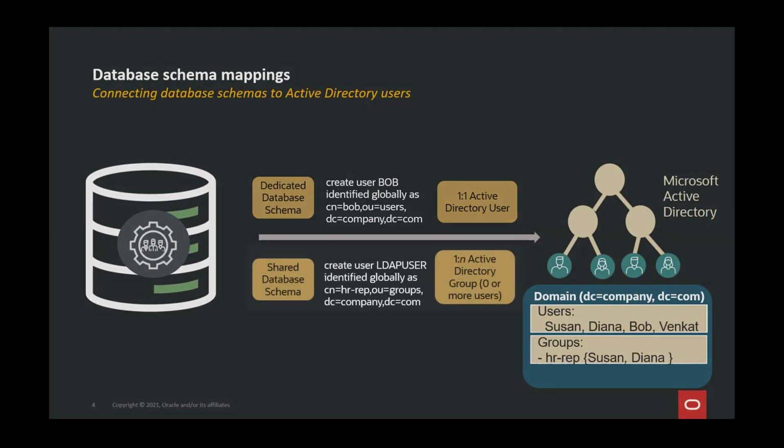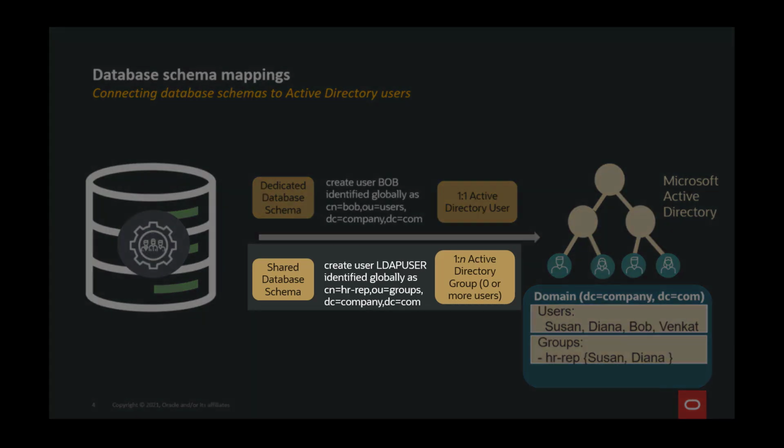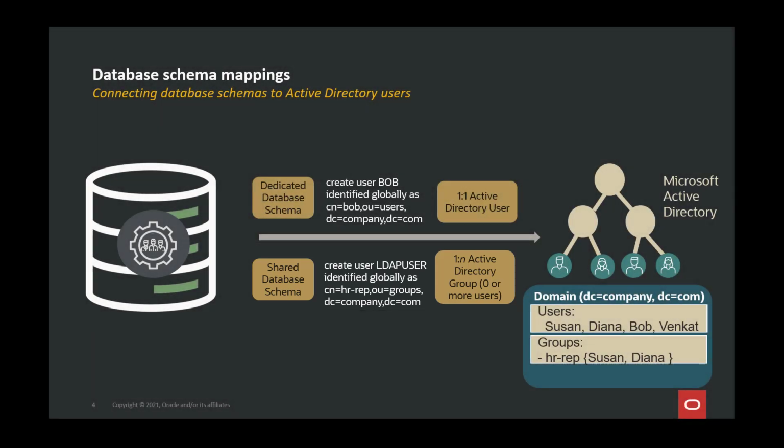The other choice is a shared database schema. With the shared database schema, I map the database schema to a group in Active Directory, and all members of that group, when they log into the database, are connected to this schema. The syntax for that, as you can see here, is create user LDAP_USER identified globally as, and in this case, the distinguished name for my group is CN=HR-rep, OU=groups, DC=company, DC=com.